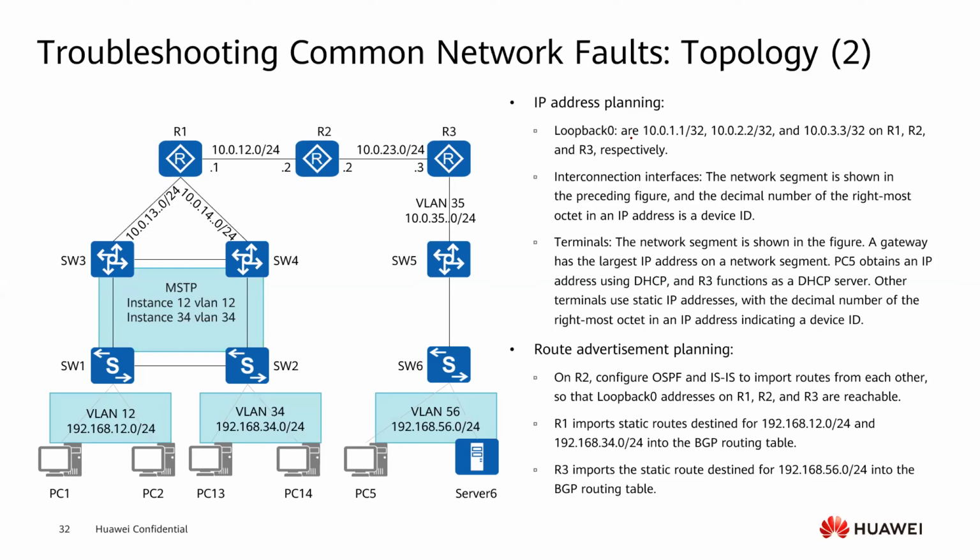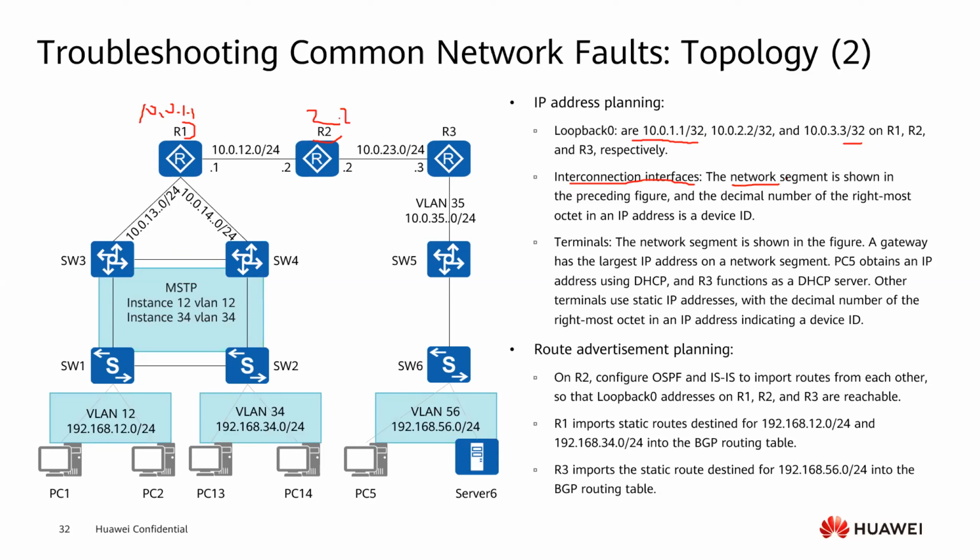Loopback 0 can be seen as 101.1 here because the device number is 1, so we use 100.1.1. R2 is 2.2, R3 is 3.3. Okay, you can see the interconnection interfaces.